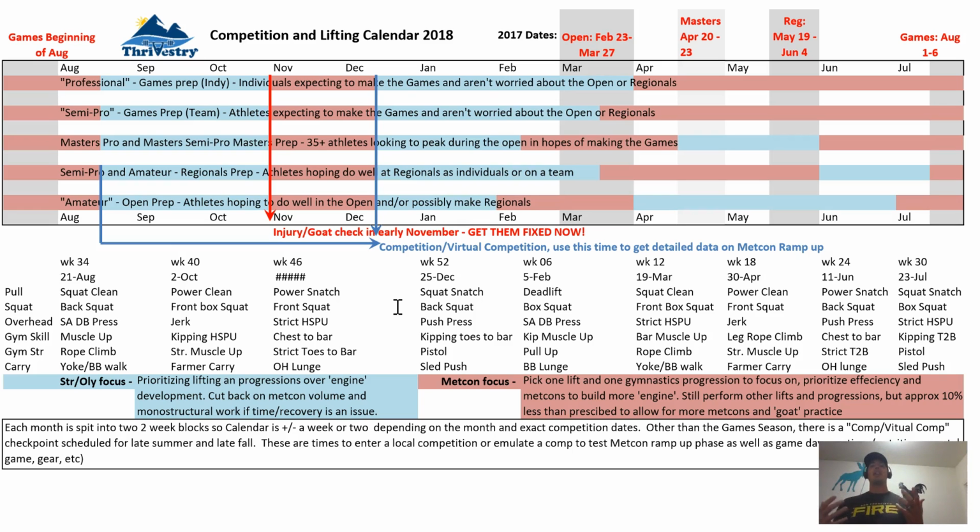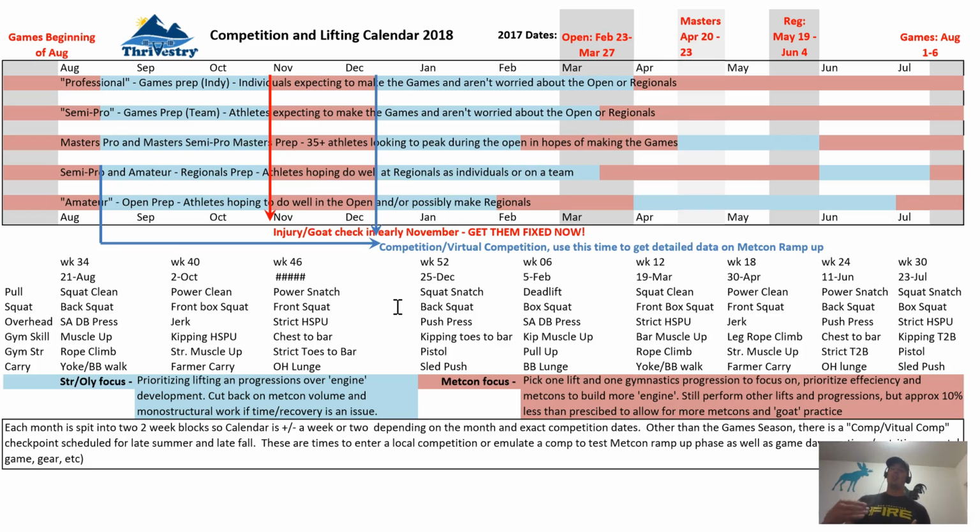So semi-pro, again, this is a lot for team athletes. If you guys have a solid team, or you have a team of people that have made regionals before and you're really trying to make the games, this is kind of who we're talking about. Again, you shouldn't have to do a ton of engine development, especially if your gym has a group of athletes, not just the 6 that you plan on sending to regionals and the games. There should be another 6, at least 12 athletes that are going to help you in the Open make regionals. You shouldn't be that worried about regionals.